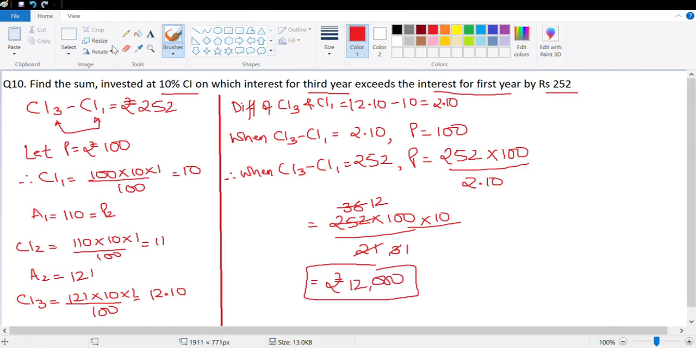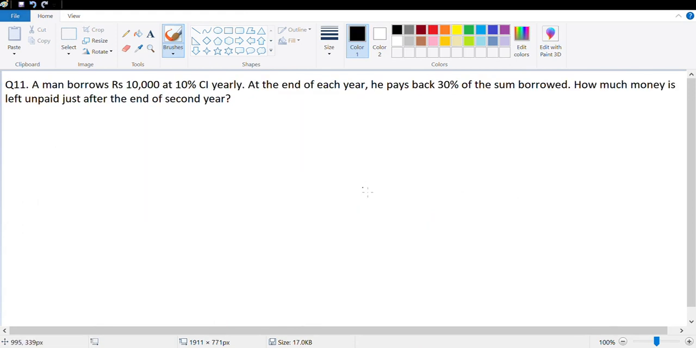Done. That brings me to the last question. No, not last question. There is one more remaining. So let me see what I can do. Yes. Let's read the question. A man borrows rupees 10,000 at 10% compound interest yearly. At the end of each year, he pays back 30% of the sum borrowed. How much money is left unpaid after the end of second year?